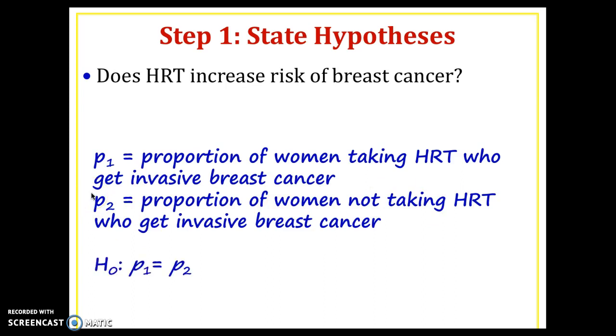For the null, we're always going to assume equality. Assuming those 2 proportions are equal, there's no difference in the proportion of women who get breast cancer, whether they take HRT or not. But the evidence seems to point out that actually taking the hormone replacement therapy seems to increase the risk of getting breast cancer. So p1 is greater than p2.